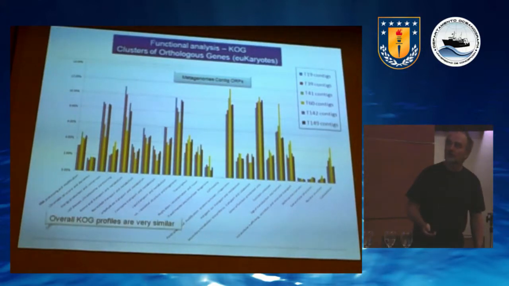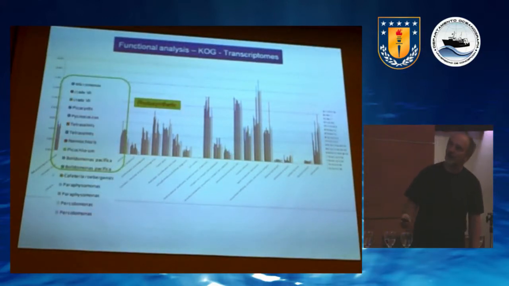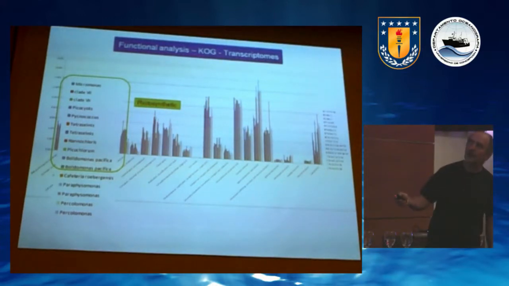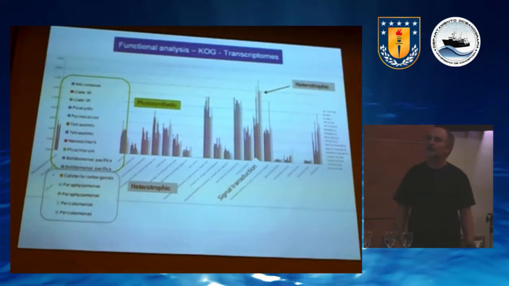But then we also looked at the cultures for which we had metagenomes, and here are the different cultures we looked at. So we looked at the transcriptomes. This is a COG analysis for the transcriptomes. And again, the profile looks very similar to what we observed for our metagenomes. But what was interesting here is that we had photosynthetic and also non-photosynthetic, heterotrophic ones. And we began now to see a little bit of difference.